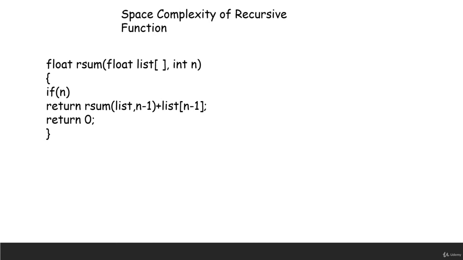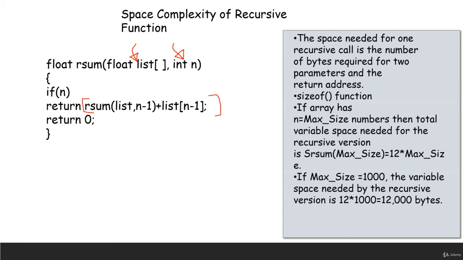Now we are going to discuss the space complexity of a recursive function. So here is one example. We created one function, float rsum, which is again taking two parameters. One is the array and another one is a simple integer variable. So we are taking one condition: if n, return rsum of list comma n minus 1 plus list of n minus 1. Here, the space needed for one recursive call is the number of bytes required for two parameters and the address.